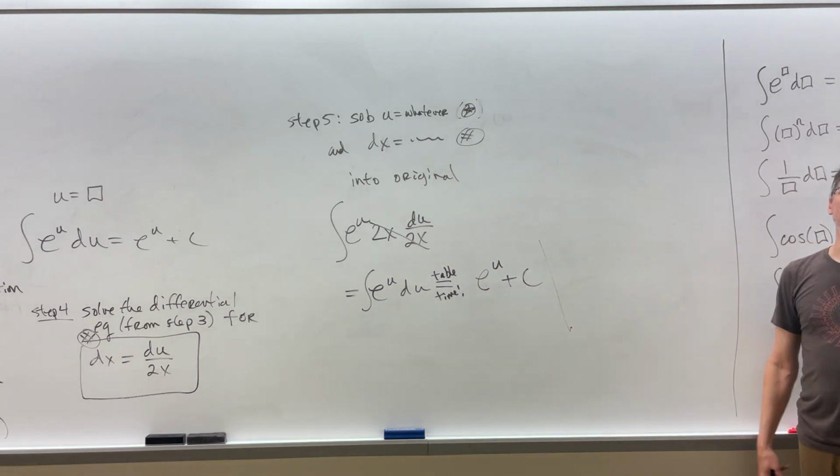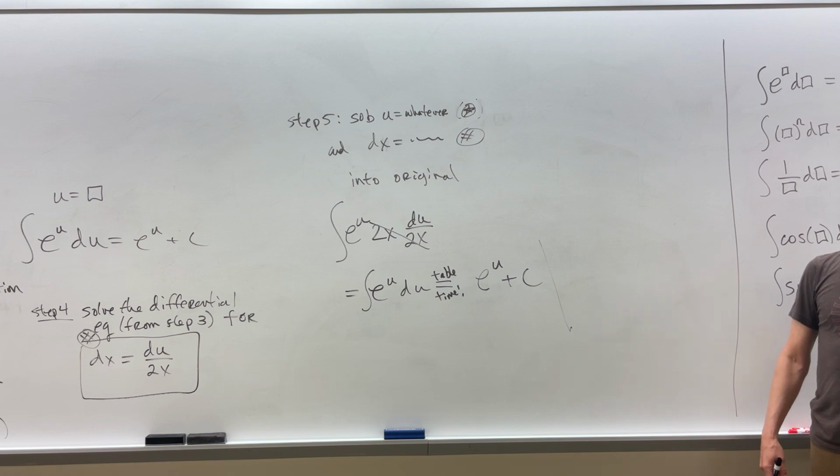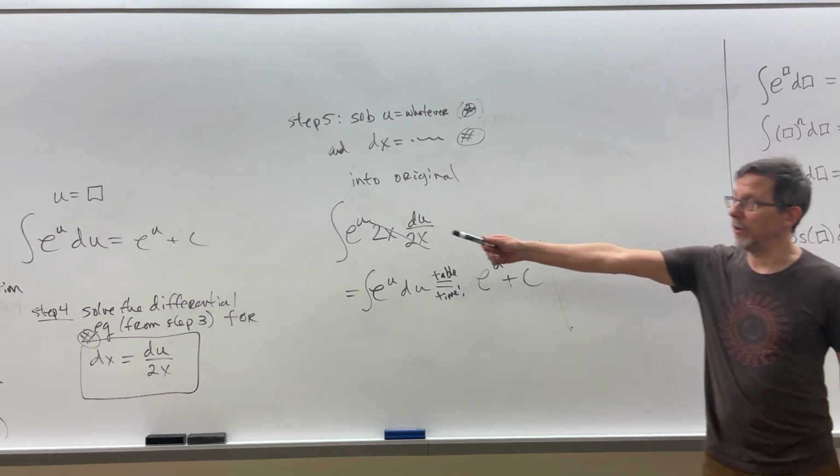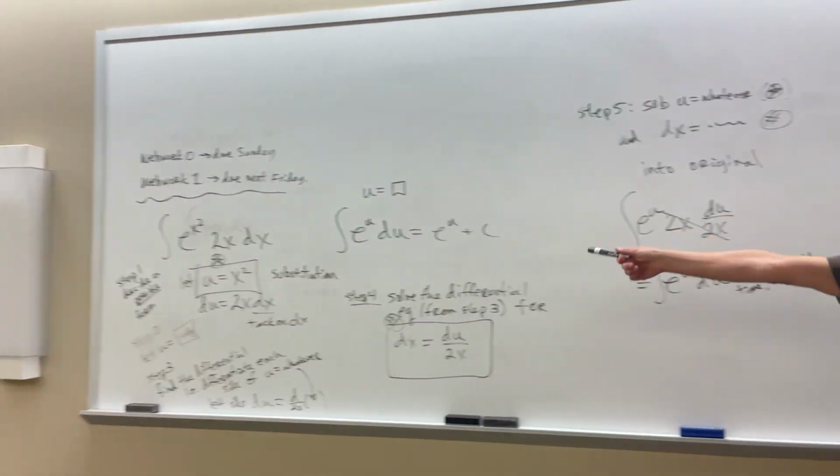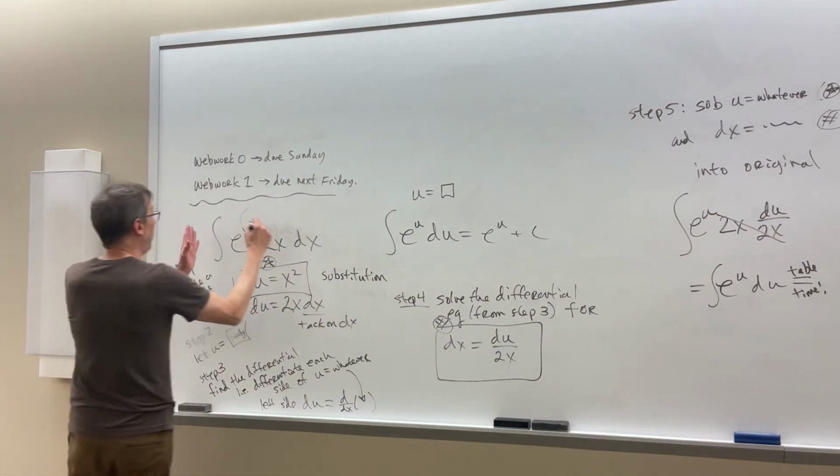What was the variable our first problem was in? U. Look at the very original. X. So the original variable was x.